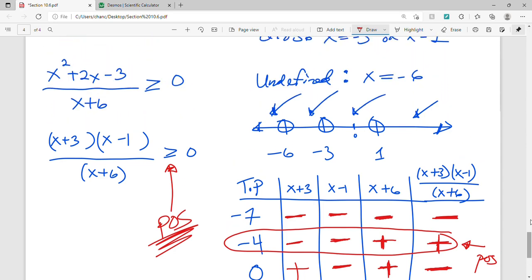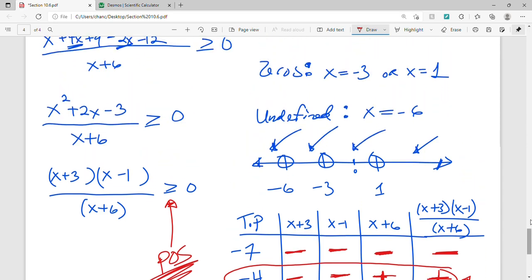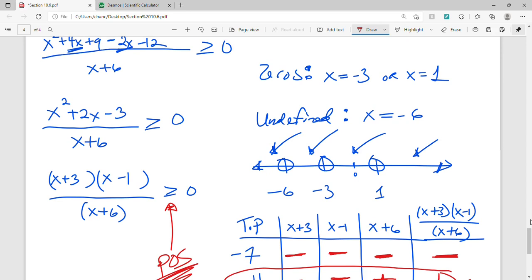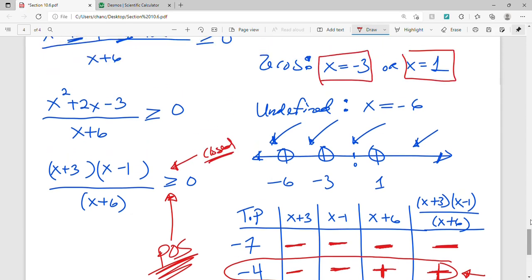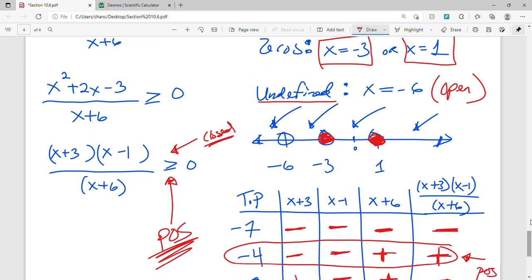Now I forgot something. I forgot to shade in these circles. At x equals negative 3 and at x equals 1, I should shade in the circles because the inequality is closed. That means it includes it. So at negative 3, we'll have a closed circle. At positive 1, we'll have a closed circle. But at negative 6, it's open because it's undefined. So leave that open.